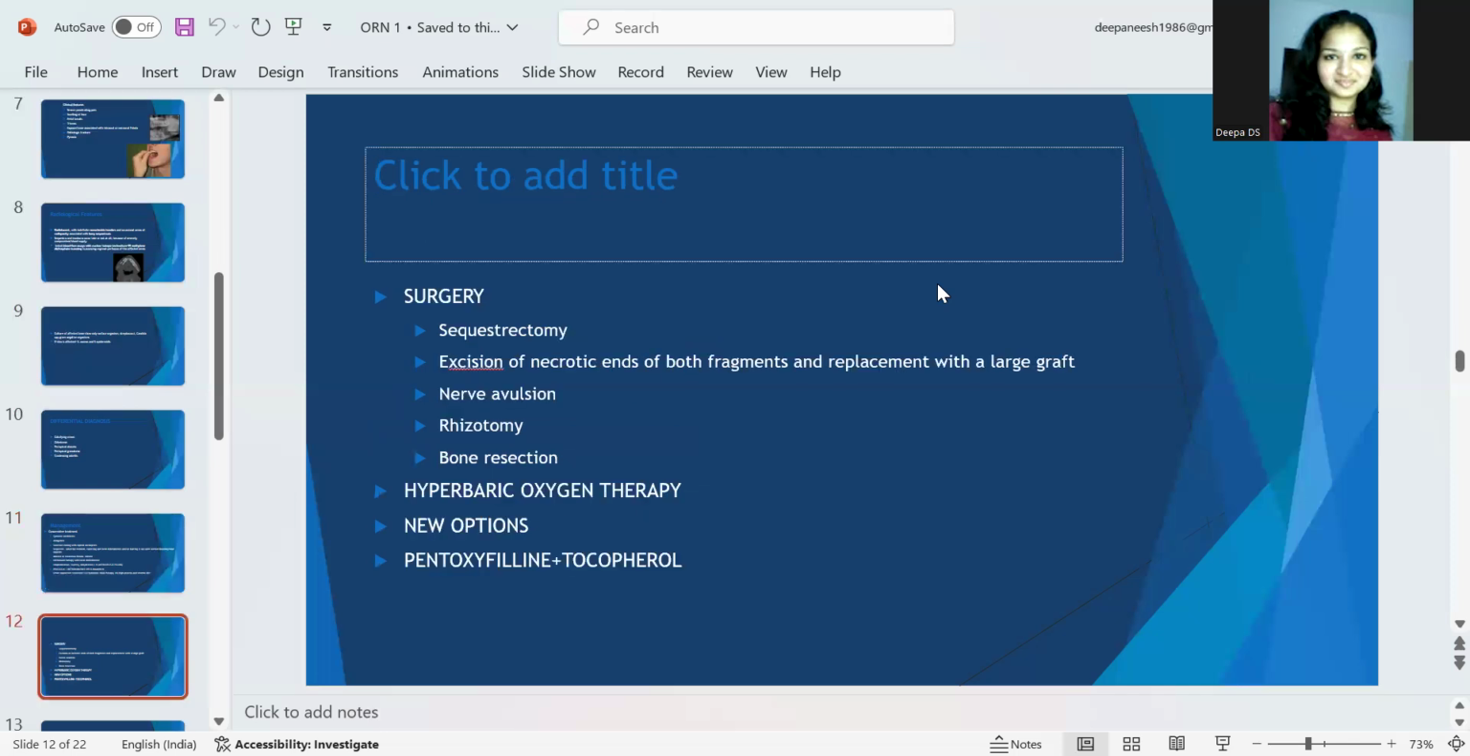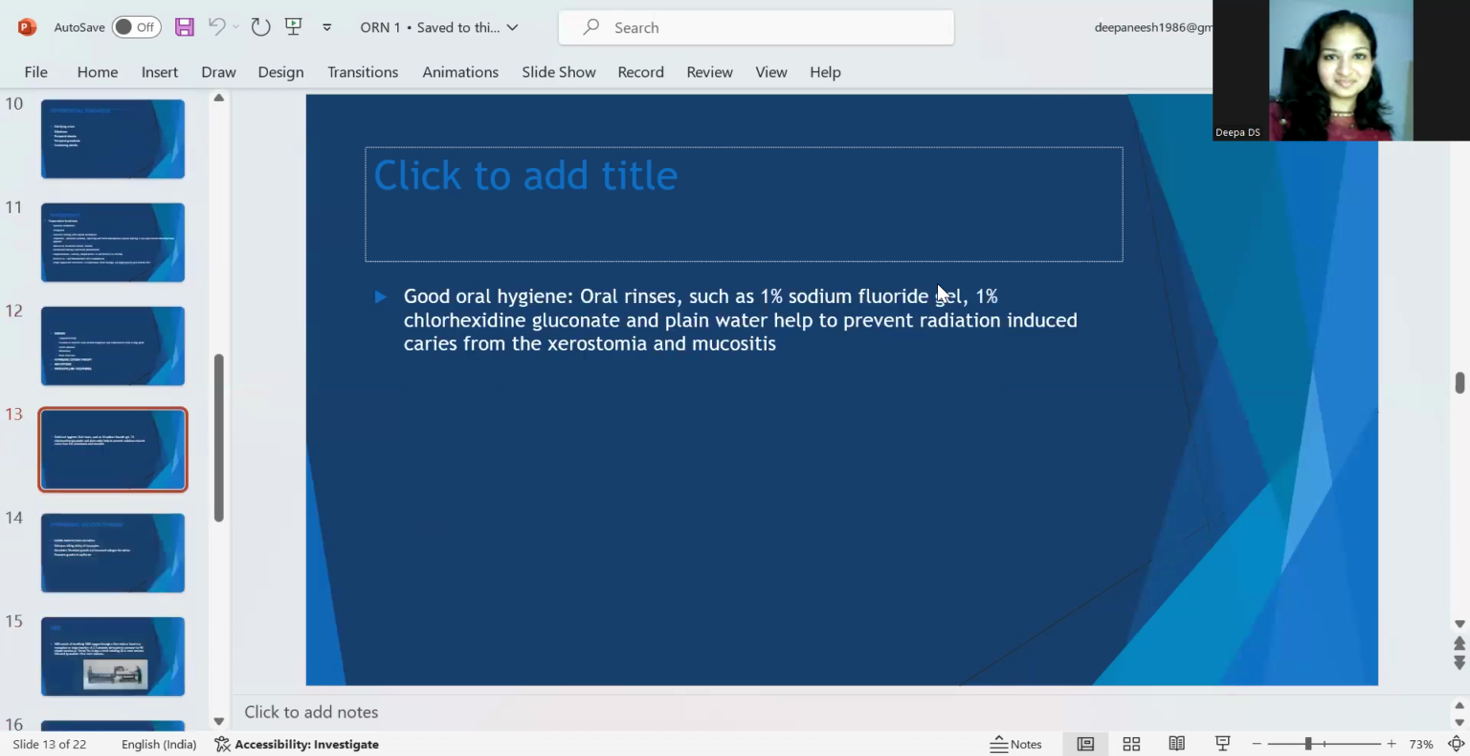In surgery, sequestrectomy, excision of necrotic end of both fragments and replacement with a large graft, nerve avulsion, rhizotomy, and bone resection can be done. Then another important management is hyperbaric oxygen therapy. Then a new option, that is pentoxifylline and tocopherol combination, can be used. Then good oral hygiene should be maintained.